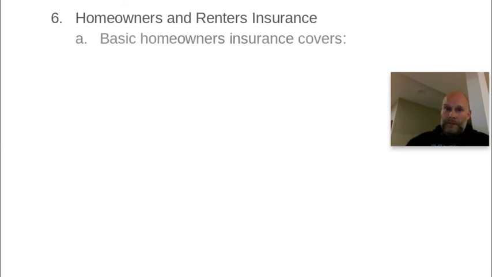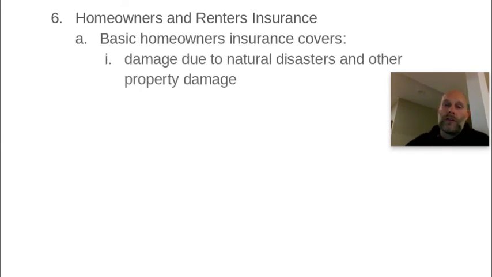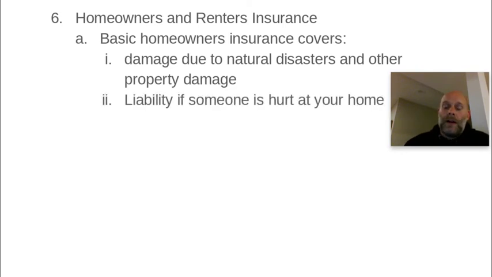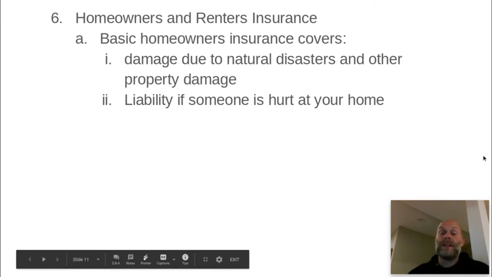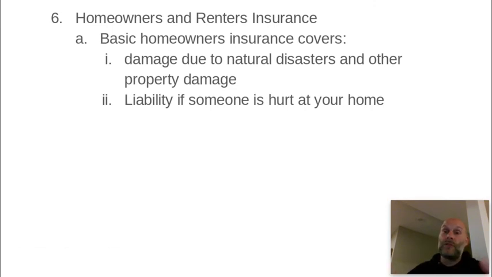So basic homeowners insurance covers things like natural disasters and other property damage. Talk to Wag sometimes about the trees that have fallen on his cars and on his house. Thankfully, that sort of stuff is all covered by basic homeowners insurance. Another thing it covers is liability. So, for example, if your kids have friends over and one of the other kids gets hurt, your insurance covers any sort of injuries that happen to them.